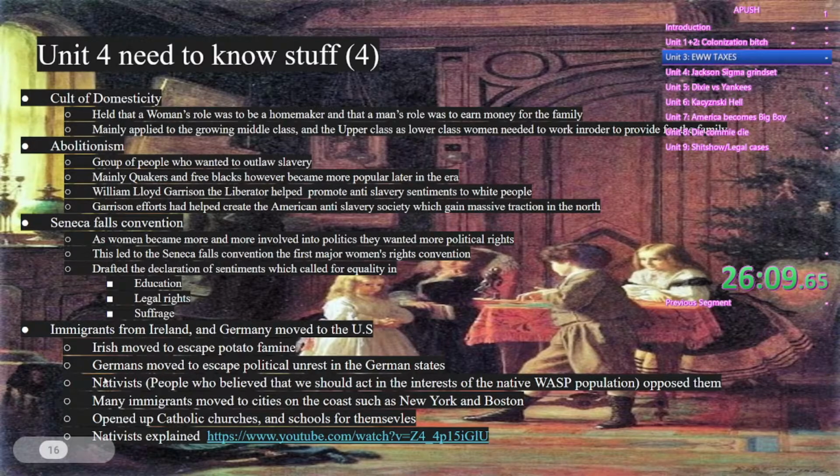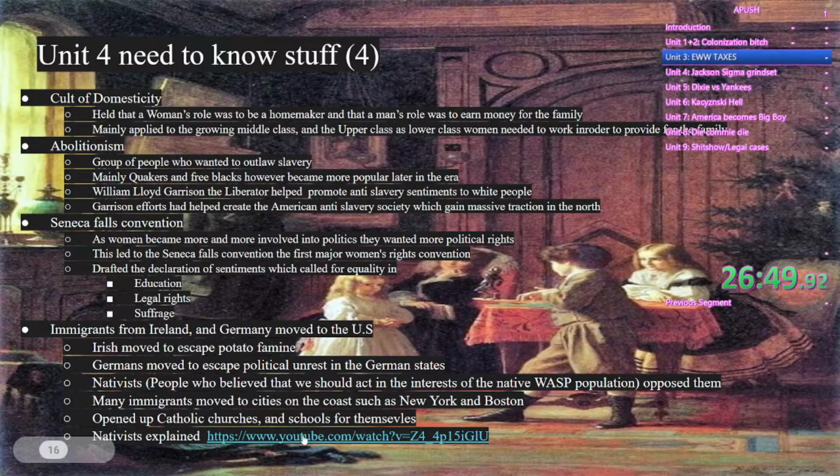And nativists were basically people who believed that we should act in the interests of the native white Anglo-Saxon population, or WASP for short, basically post-immigration. They believed that the Irish would ruin American culture, and they also despised the fact that the Irish were Catholics. So many of these immigrants moved to cities on the coast, such as New York and Boston, and especially the Irish. They moved to Boston, and the Irish opened up Catholic churches and schools for themselves.